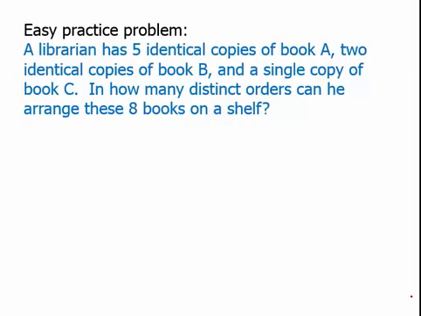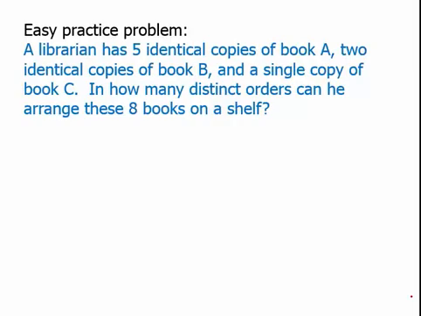Okay, so this is a problem that falls in line of the formula that we discussed above, so we can just use that formula. We have 5 identical copies of one book, 2 identical copies of another book, and then a single copy of a third book. So we have 8 books altogether. We're going to put all 8 on the shelf. And we want to know how many distinct orders can we create.